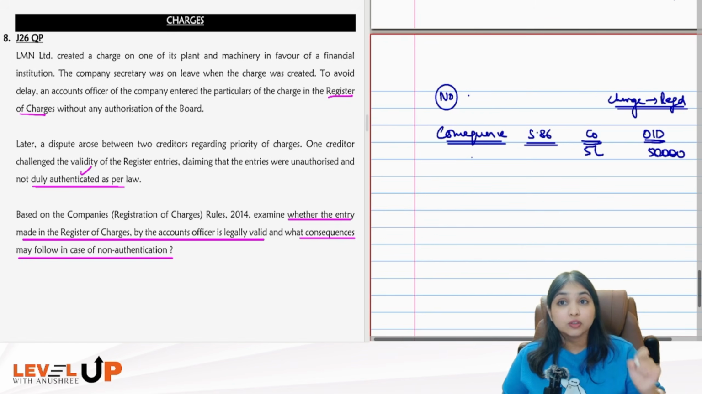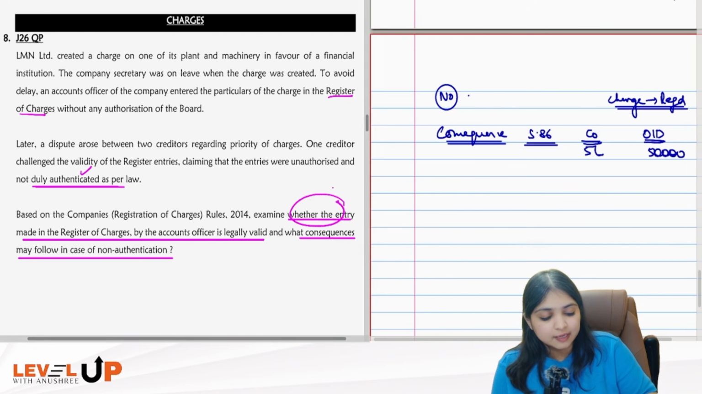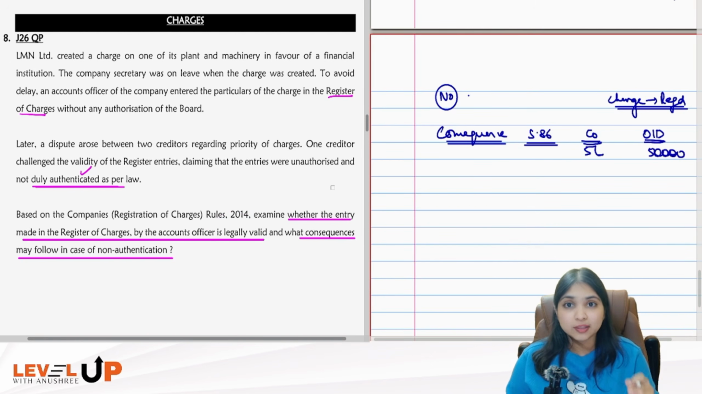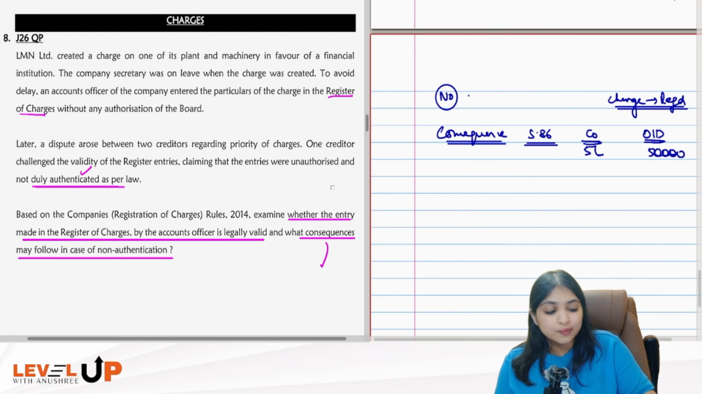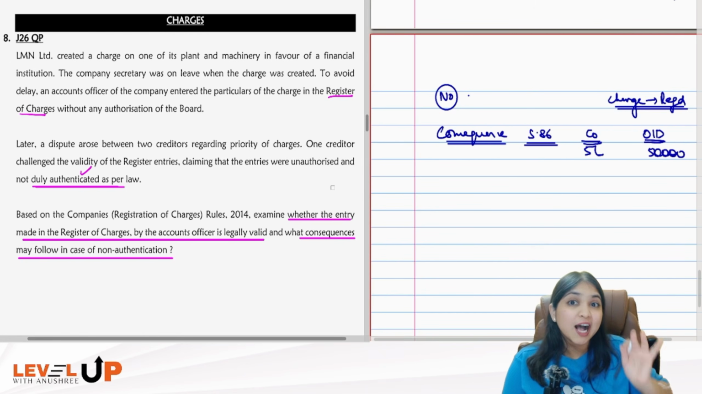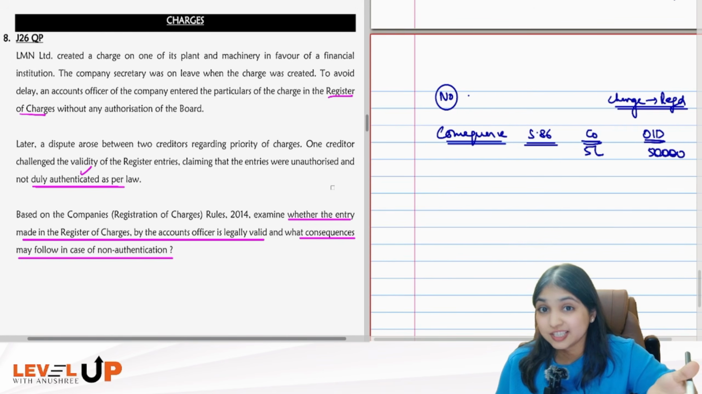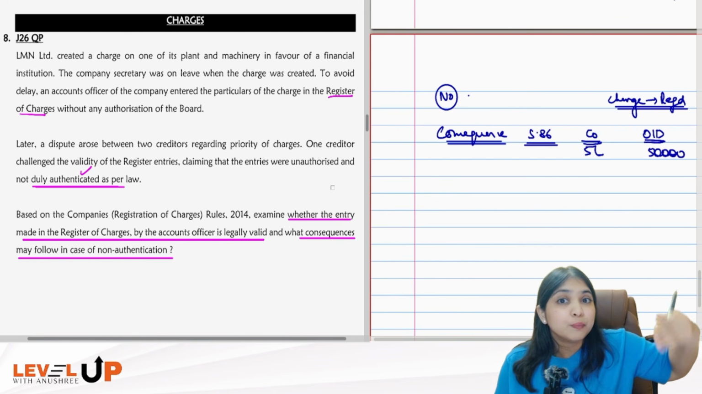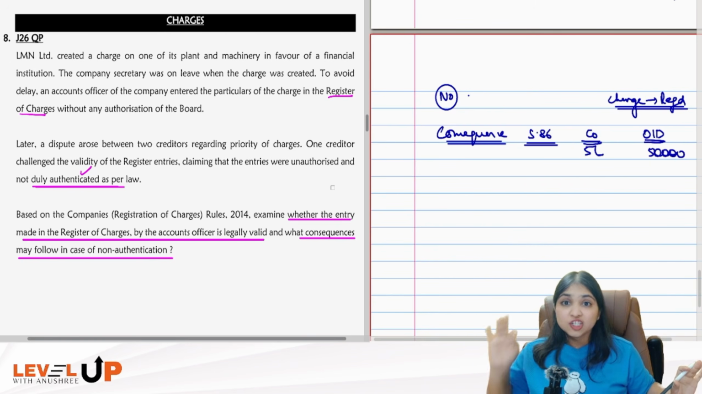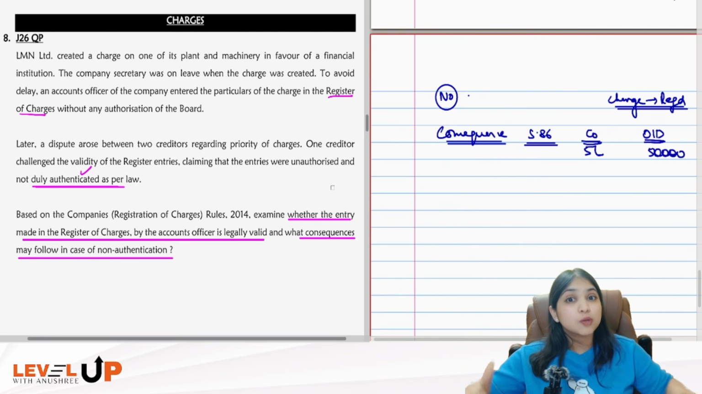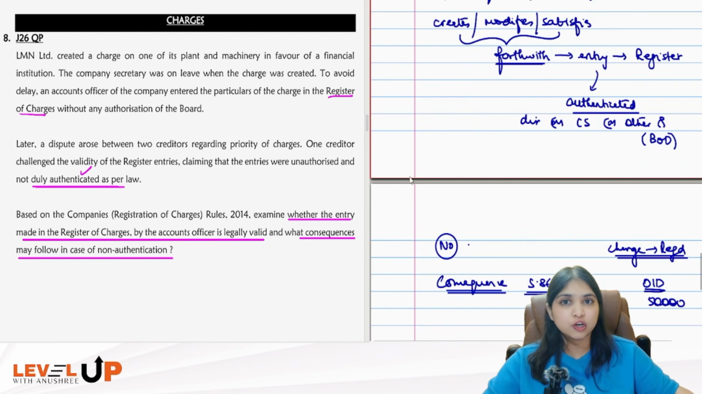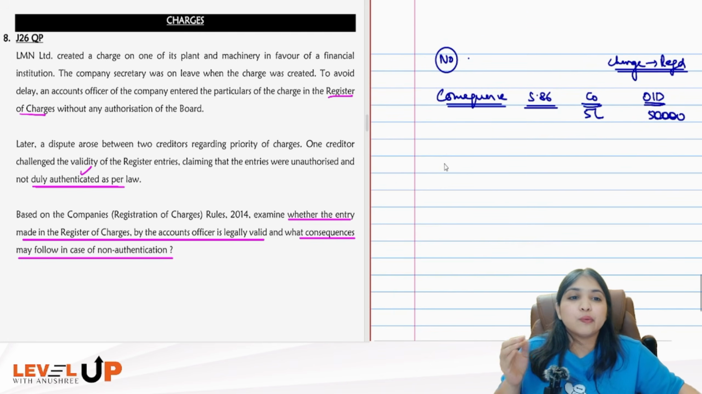Getting the point, guys? So they asked us, number one, whether the entry was legally valid. No, the entry is not legally valid because it is not properly authenticated. Then they're asking what are the consequences. I am saying that point number one, the charge will not have any impact. The charge will still be valid, provided it is registered. The doctrine of indoor management will protect the outsider, the creditor. So the charge will remain valid. Only thing is, because we have not followed this provision properly, there's a contravention of the Act, and because it's a contravention, there will be penalty.